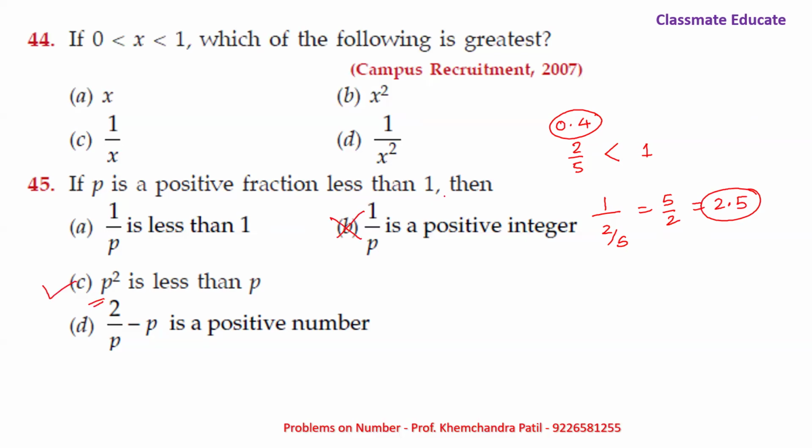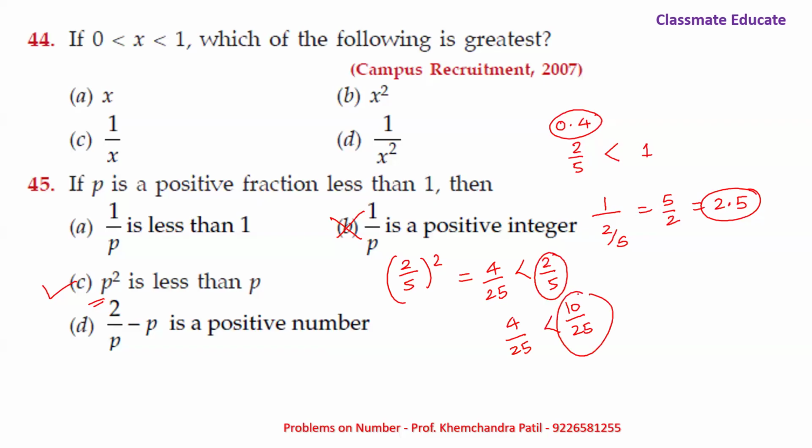P square is always less than P. Because if you take 2 by 5 square, that is 4 upon 25. And 4 upon 25 is less than 2 by 5. Yes, because if you make the denominator the same, this will be 10 by 25. So definitely this fraction is greater. If you understood this question, say yes in the comment box.